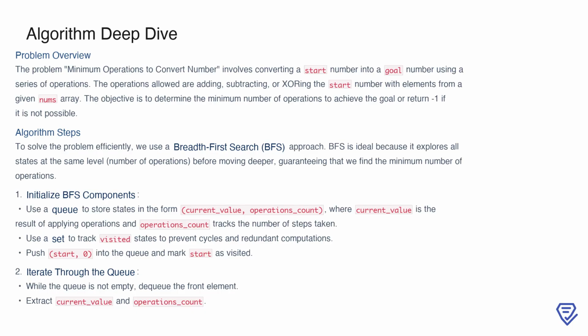First, we initialize the necessary components for BFS. We use a queue to store states, where each state contains the current value and the count of operations applied so far. Additionally, we maintain a set to track visited states, preventing cycles or redundant computations. Initially, we enqueue the start value with 0 operations and mark it as visited. Then, we proceed to iterate through the queue, processing each state to explore possible next states.